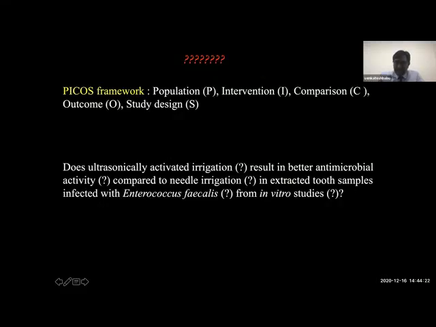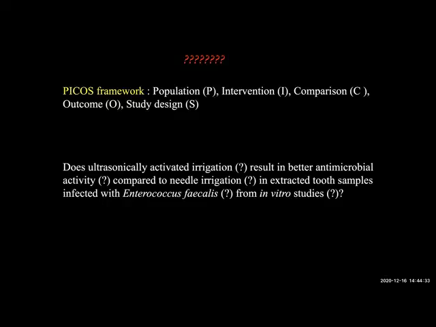I have given one research question. In this research question, can anybody tell what is the intervention, or what is the outcome, or what is the population? Ultrasonic activation irrigation is the intervention. Exactly. Better antimicrobial activity is the outcome. Exactly. And the control group that we want to compare to is needle irrigation. Exactly. And the population of the study is extracted teeth samples infected with this bacteria. Yeah. The type of the study is in vitro study.